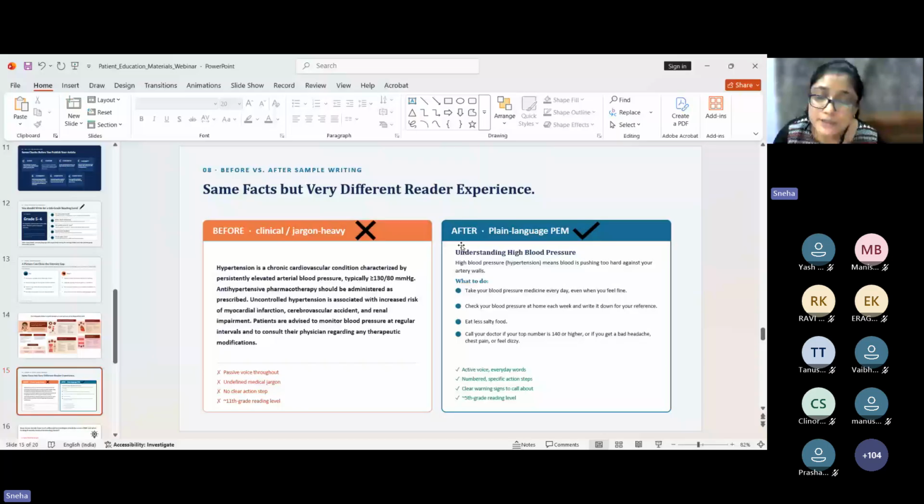Throughout, passive voice is used, with undefined medical jargon. Who knows what antihypertensive pharmacotherapy is? A layman reading this for the first time will understand nothing. What is antihypertensive pharmacotherapy? What is cerebrovascular accident? What is myocardial infarction? This goes completely over the head, so it makes no sense.